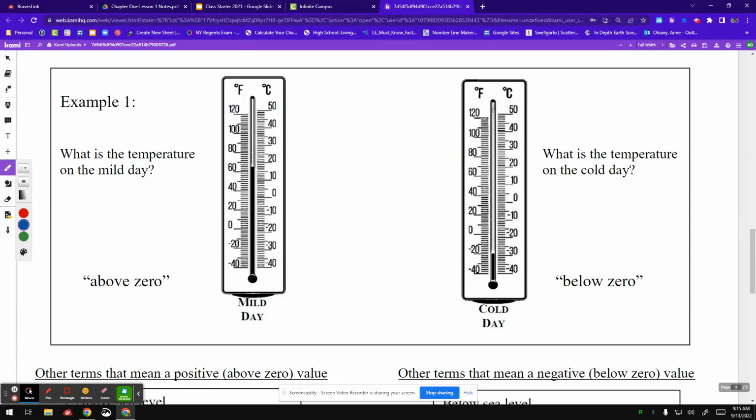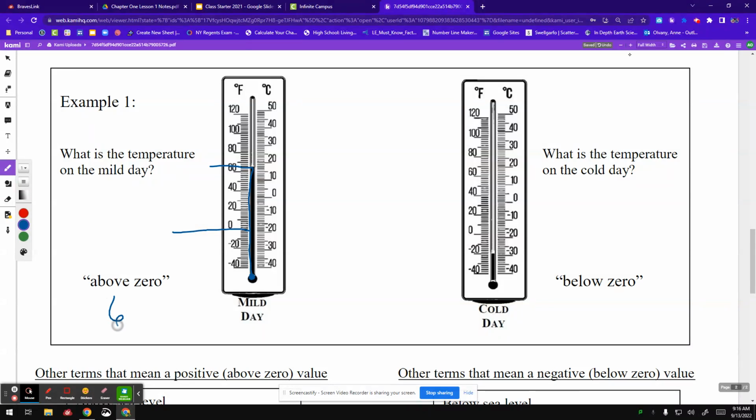So here's 0 on our thermometer right here. This number line is going this way. We have Celsius and Fahrenheit. Actually, I'm going to erase that because we're used to this being 0, because we use Fahrenheit here in the States, different from the entire rest of the world, but that's okay. What is the temperature on the mild day? This stuff right here goes up to some number. What's the temperature on this day?